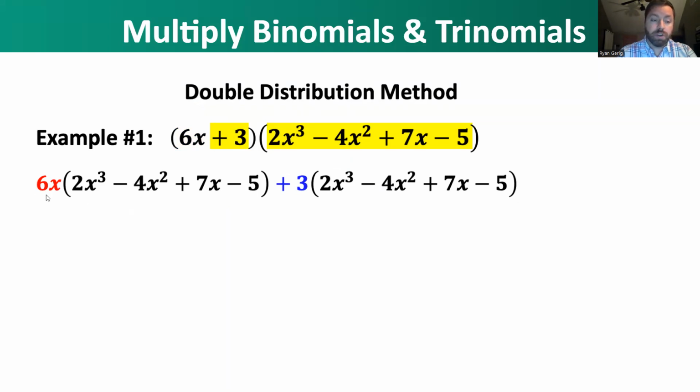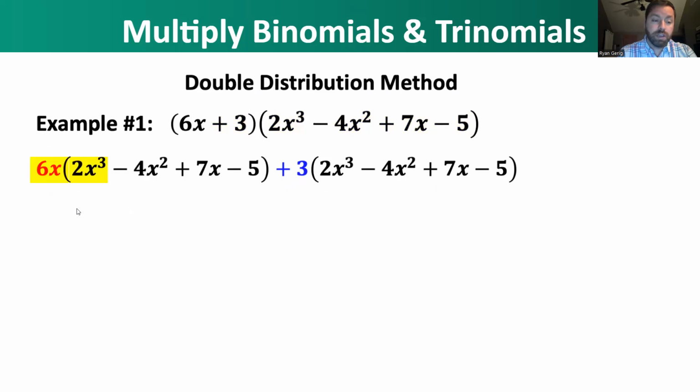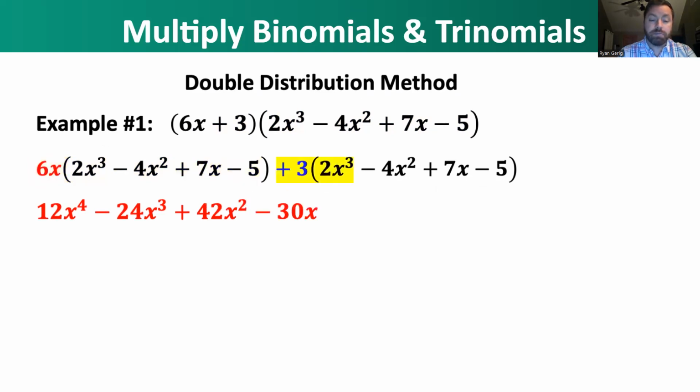So you're distributing 6x into 2x to the third, you get 12x to the fourth. 6x times negative 4x squared is negative 24x to the third. 6x times 7x is 42x squared. 6x times negative 5 is negative 30x. Jump to the second part. 3 times 2x to the third is 6x to the third. 3 times negative 4x squared is negative 12x squared. 3 times 7x is 21x. And 3 times negative 5 is negative 15.